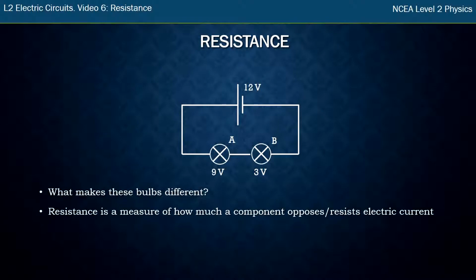So the idea is it's resistance. Each bulb, the property that makes it different is electrical resistance, and it's how much each bulb or each component opposes the electric current trying to get through it, or resists that electric current. So it has some similarity to friction, where friction can oppose motion. More friction means that more motion is slowed down. In this case, more resistance means more current is slowed down.